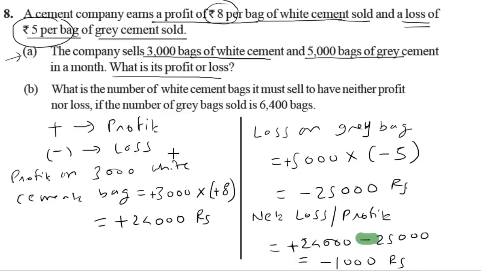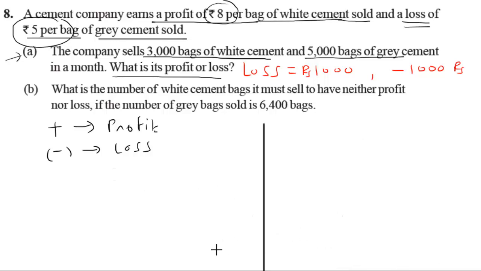As we have already considered, minus represents the loss, so in the first question this minus 1000 represents the loss. So what is the profit or loss? We will write the answer here. It is a loss of rupees 1000, which is represented as minus 1000. So in the first part of the question, the company incurred a loss of rupees 1000 after selling 3000 bags of white cement and 5000 bags of grey cement.